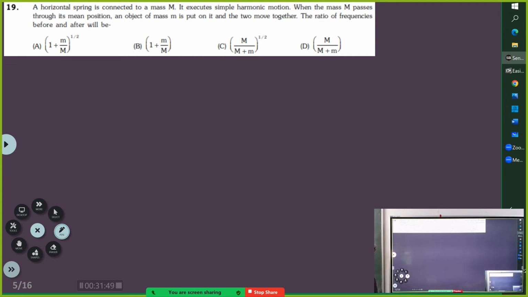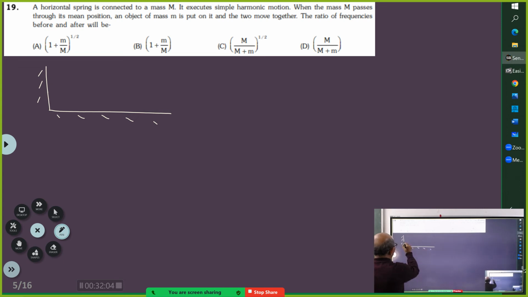A horizontal string is connected to mass M. The ratio of the frequencies. Well, quite simple. The ratio of the frequencies.